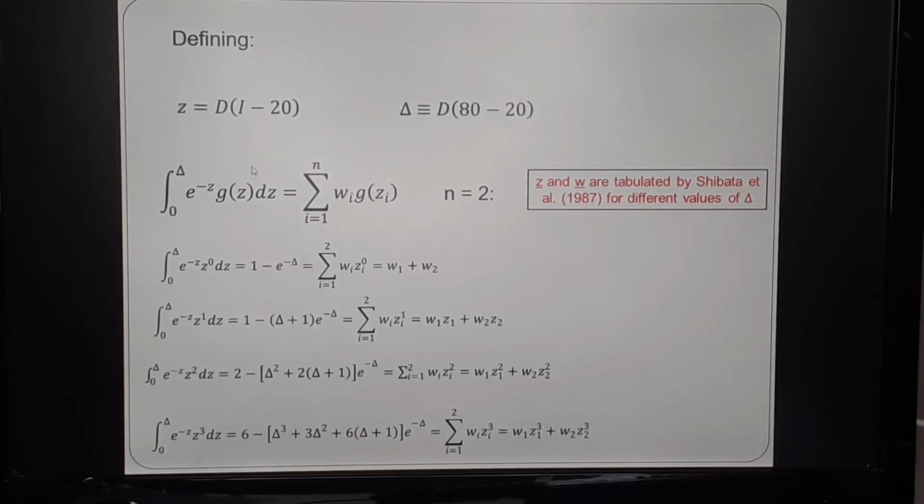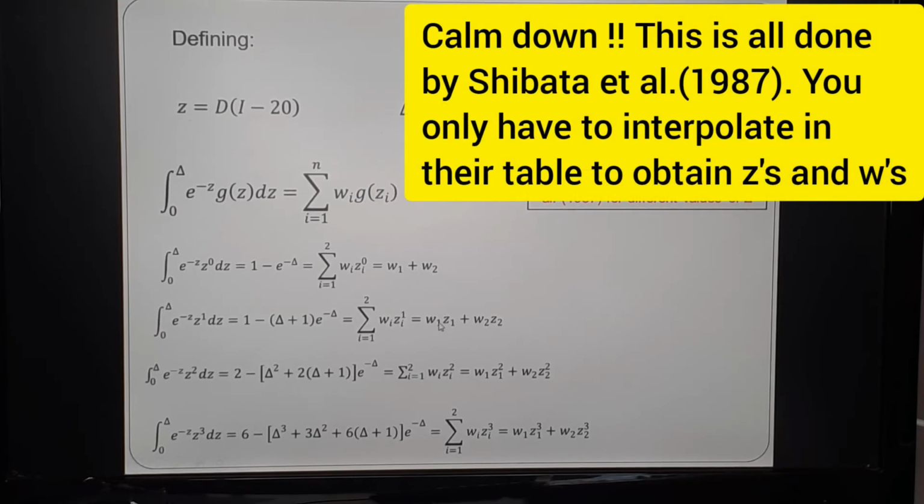Now, if we perform a variable change here, then for some different values of delta, using two quadrature points, we have four equations, using some power series of the variable z, the generalized quadrature variable. Okay, and then we have four equations for four variables, which are the points, z1 and z2, and the weights of quadrature, w1 and w2.